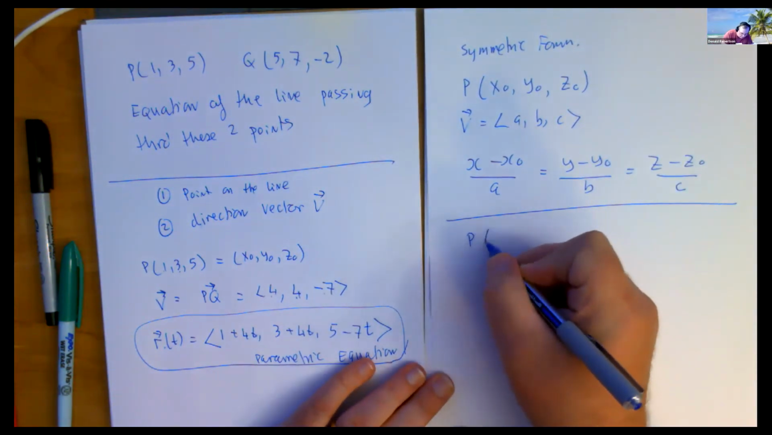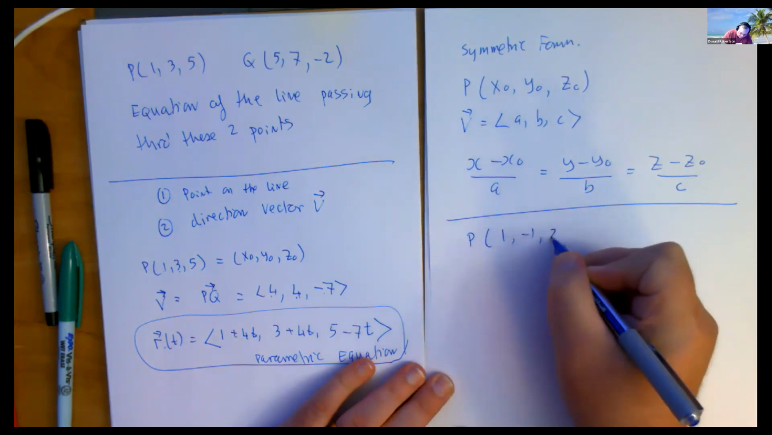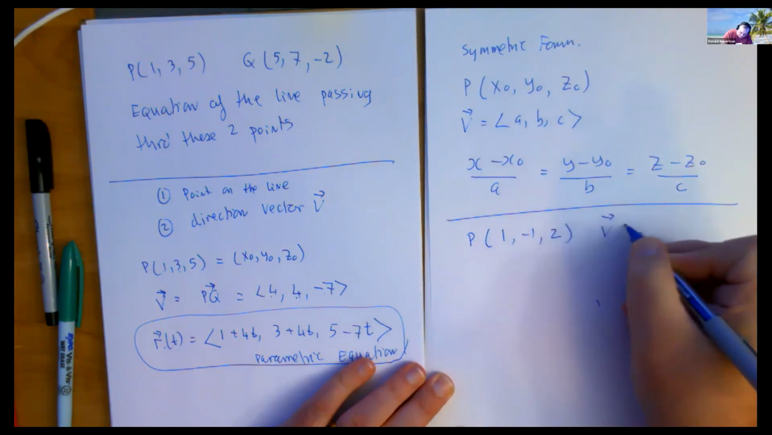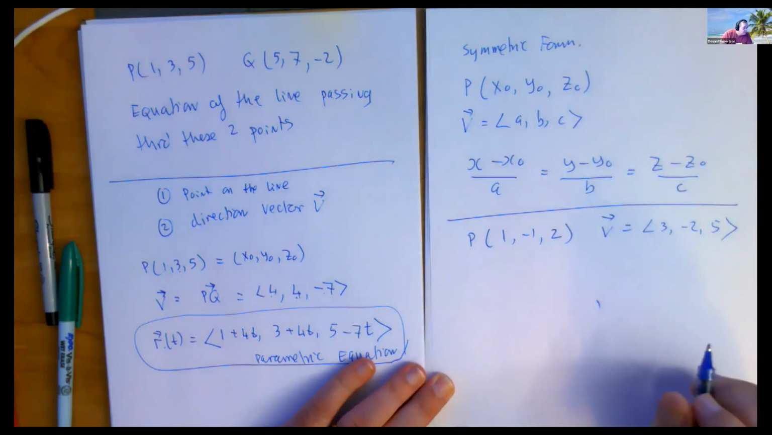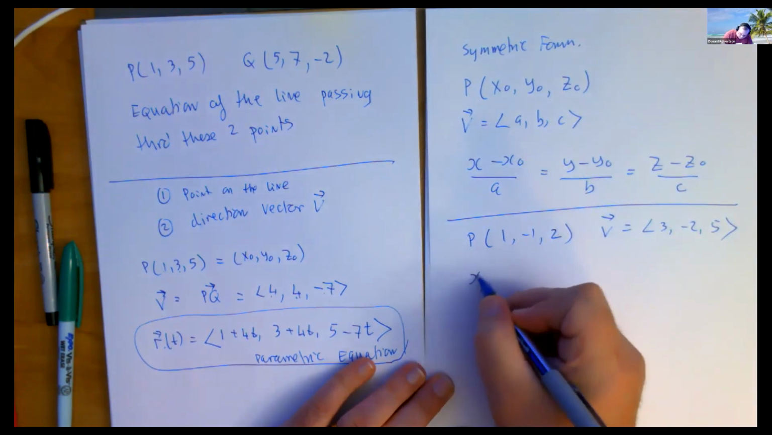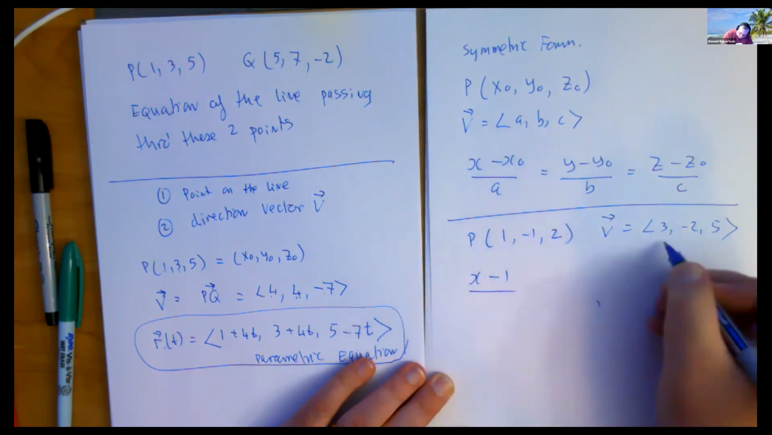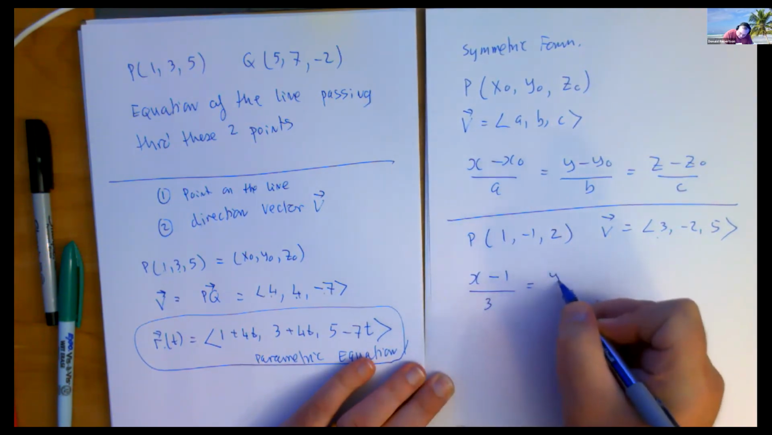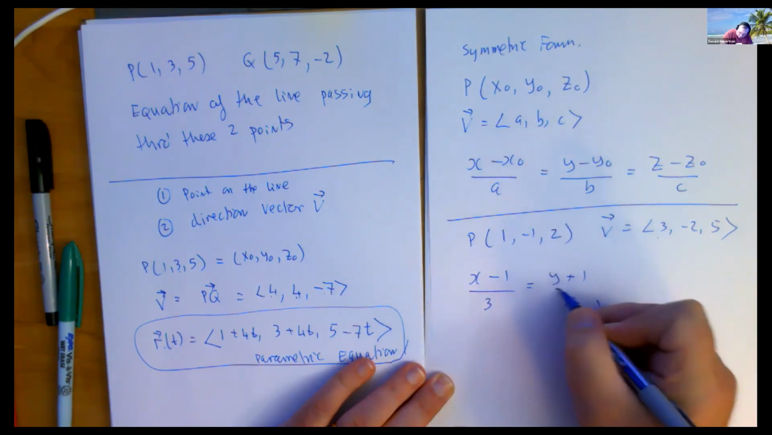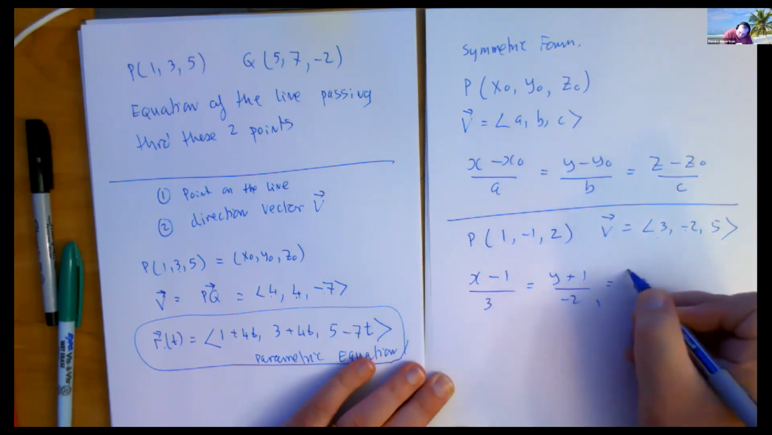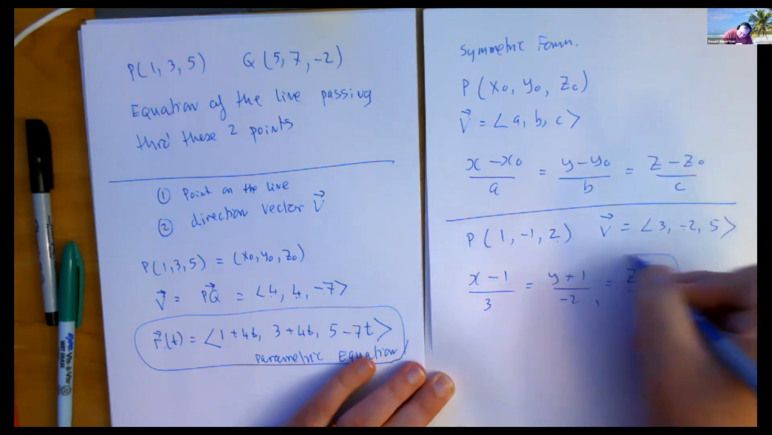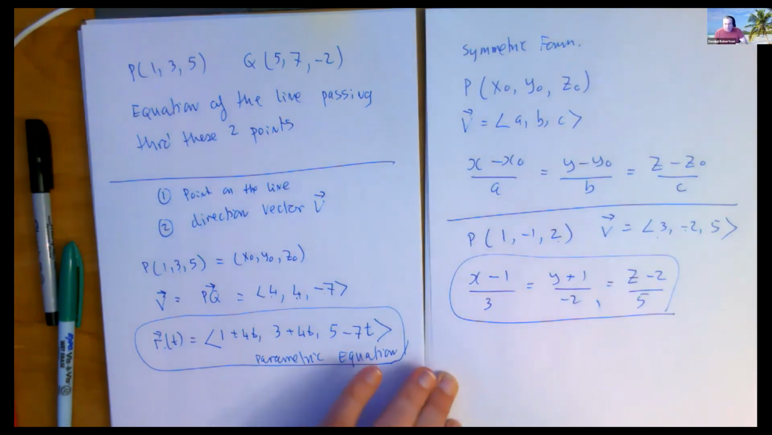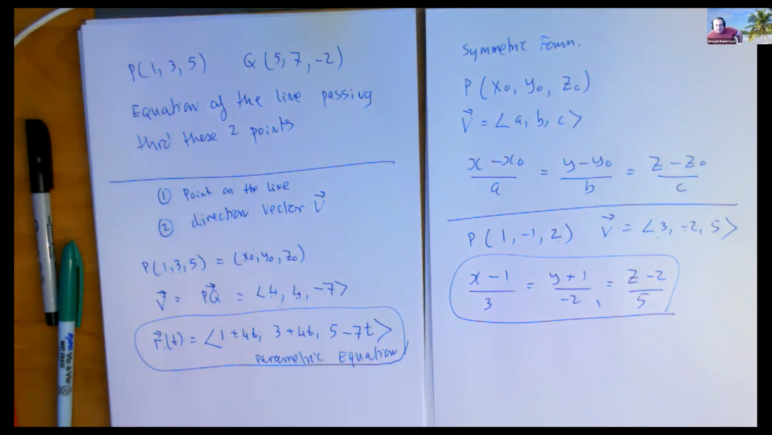So if I told you that P was (1, -1, 2) and that the direction vector was (3, -2, 5), for example, then this would be (x - 1)/3 = (y + 1)/(-2) = (z - 2)/5. And that would be the symmetric form for the equation of a line.